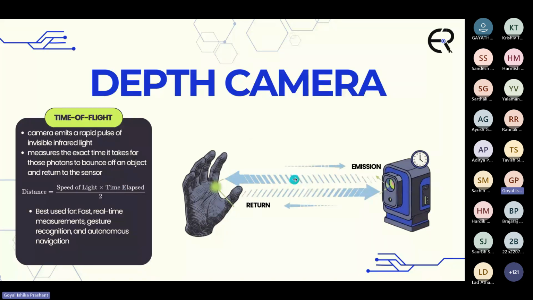So, time of flight technology is best used in applications where speed is a must. It gives us real time measurements. It's used in gesture recognition and in autonomous navigation.